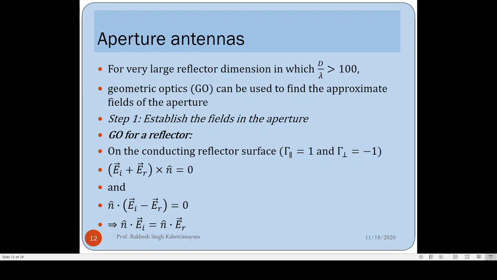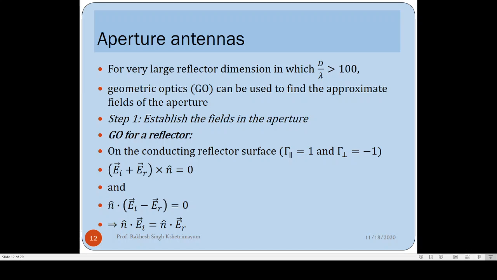So we are interested in finding the fields radiated by the reflector antenna in the far field. Finding the fields radiated in the far field of an aperture antenna is a three-step process. First step is to establish the field in the aperture. Then you take the 2D Fourier transform of the aperture field. Then you find the far field radiated from that aperture antenna by using equations 24.1 and 24.2.